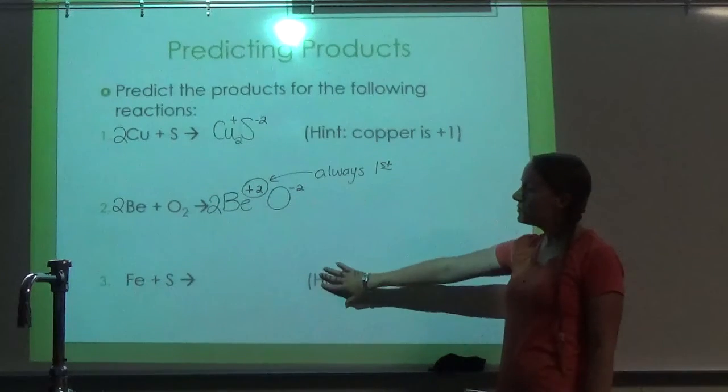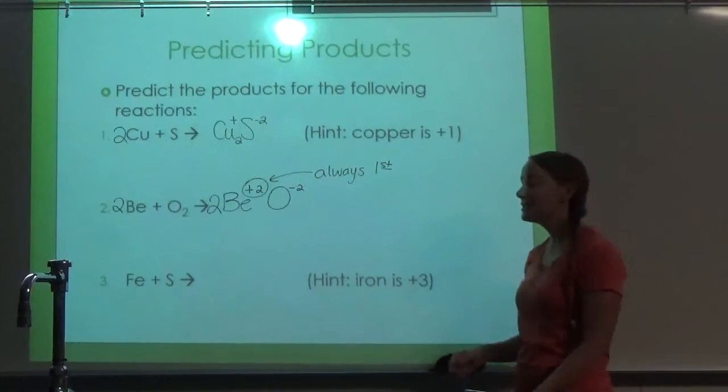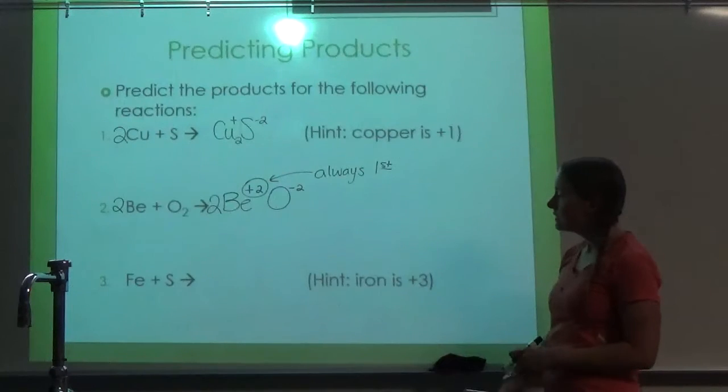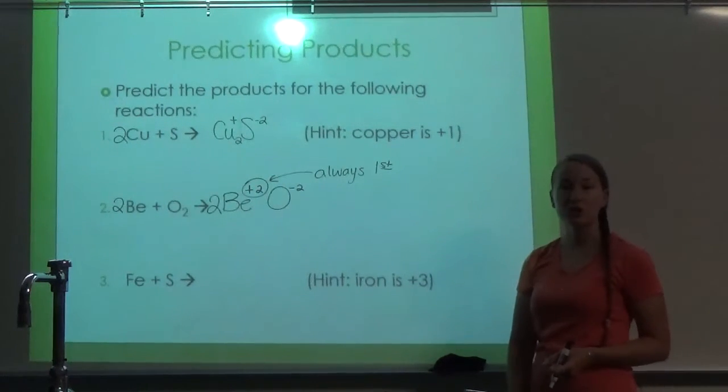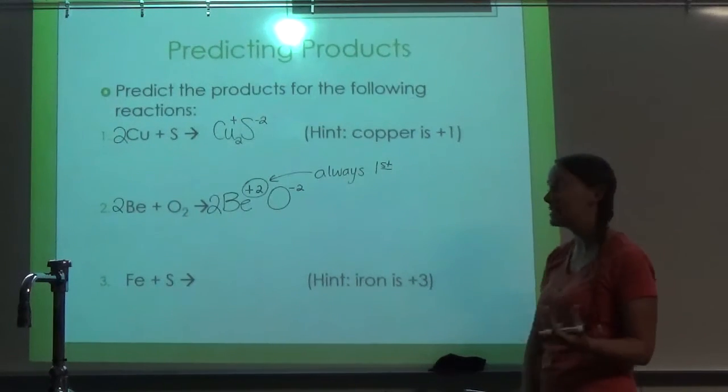Alright, so our last one, if you want, pause the video and try this one on your own. So I gave you iron, so of course that's transition metal, so I'm telling you to use a positive 3 charge. So I'm going to assume you paused it and tried it, and let's look at it together.